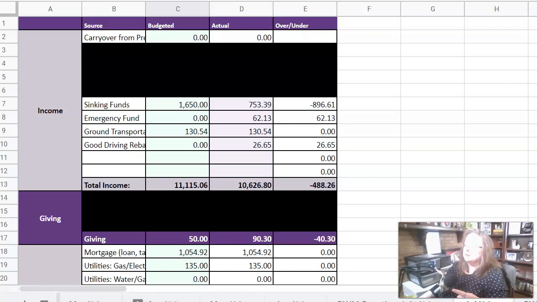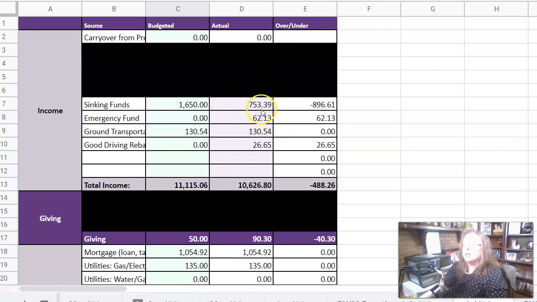So I'm going to move over here and look at my screen. You can see here that we were under in our income for the month by $488. And that was impacted by a couple of different things. You can see here that our regular salaries are blacked out. I always do that for the details, but I have no problem sharing the totals.